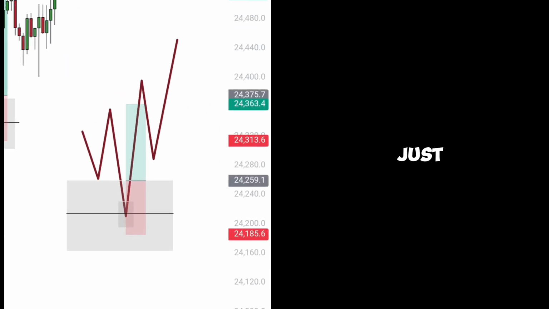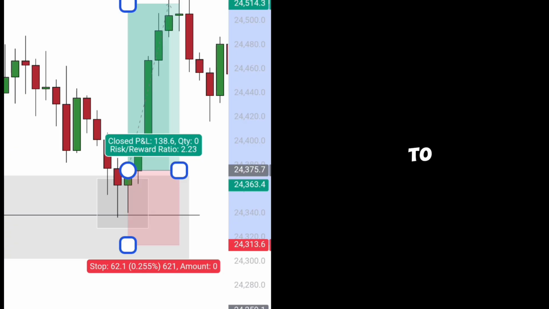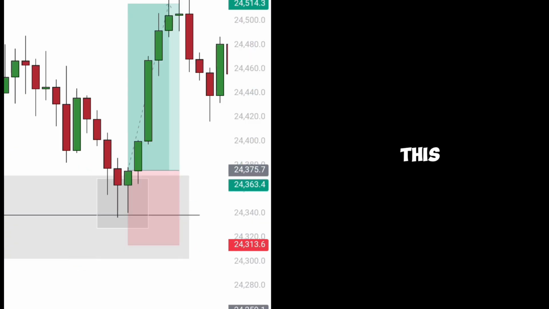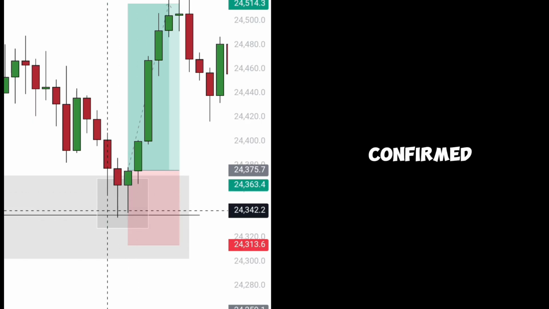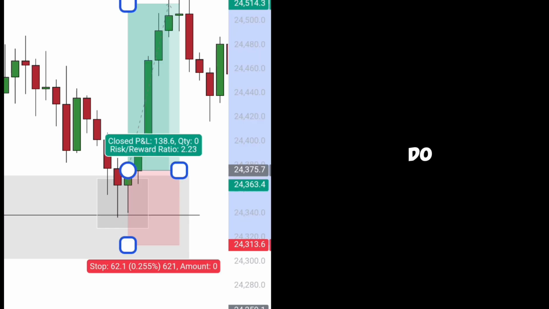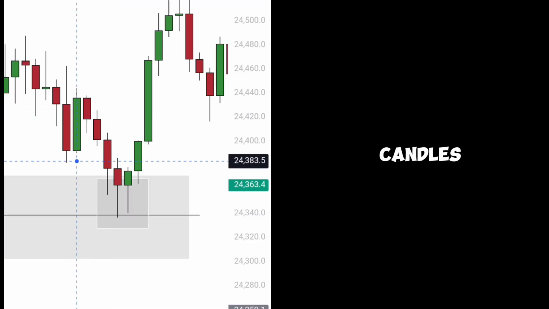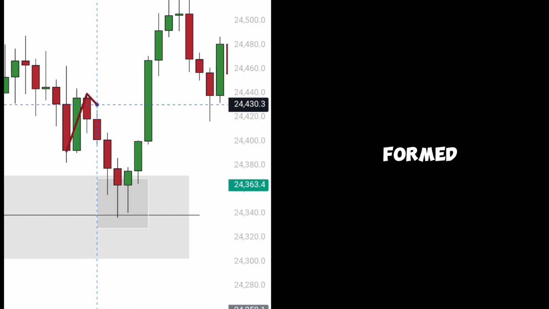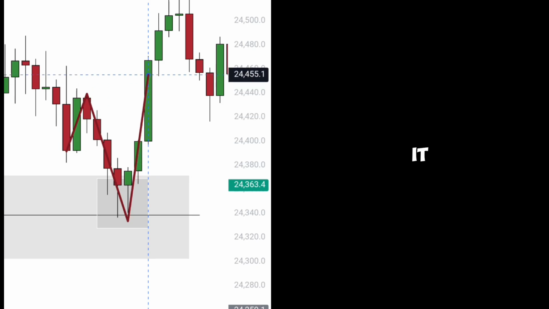So rather than just taking our trades here, we want to confirm that this low is a confirmed area, is a confirmed low. So what we want to pay attention to is the area, the candles that form that low. We want to see a break out of it.